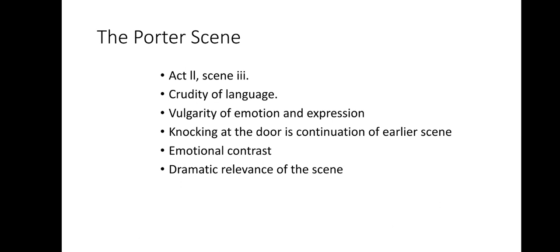The Act 2, Scene 3, or the Porter scene in Macbeth, has evoked a host of controversial responses from the critics. In this scene, Samuel Taylor Coleridge found the crudity of language as well as the vulgarity of emotion and expression, which irritated him so much that he jumped to the conclusion that it had been written for the mob by another hand. I mean, he didn't believe that this scene was written by Shakespeare. According to his opinion, this particular scene was written by someone else and later added to the original play, Macbeth.